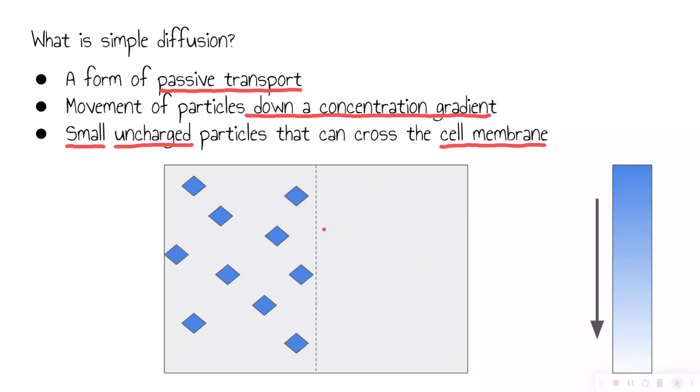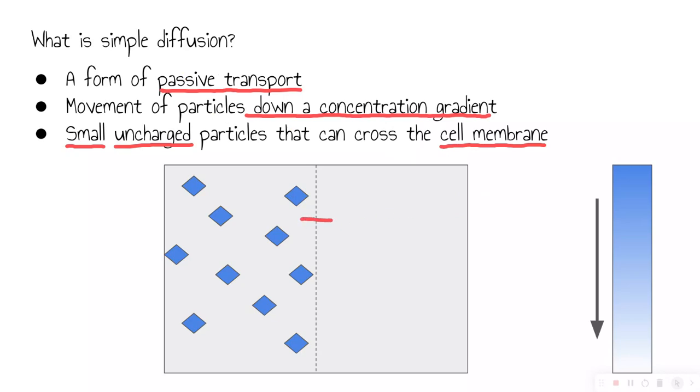We could also have simple diffusion across a cell membrane. So this dotted line here is representing our cell membrane. And these particles, remember, if they're going to cross by simple diffusion, they need to be small, uncharged particles. And let's say this side is our extracellular fluid, it's outside the cell, and this side is our intracellular fluid, it's inside the cell. Well, we have a high concentration outside, a low concentration inside. They're going to cross by simple diffusion across the cell membrane.